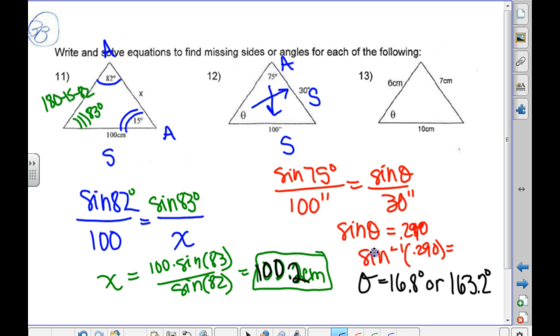Okay, looking at this triangle, can we throw either of those out? Why can we throw the 163.2 away? If you add it to 75. Because if you add it to 75, it's bigger than 180, right? Doesn't work.